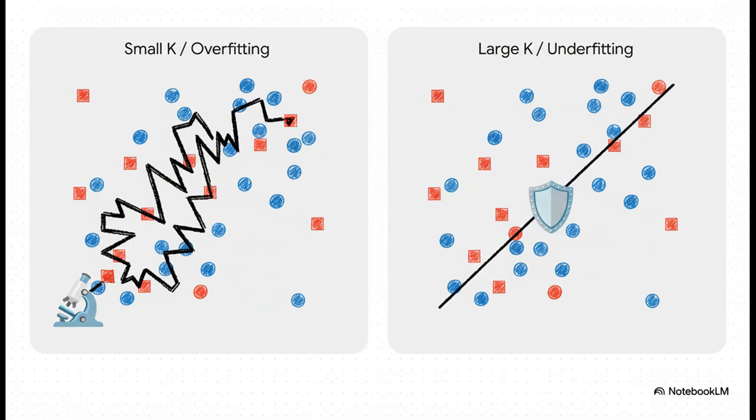If you pick a small k, like say 1 or 3, the model gets super flexible. The decision boundary becomes really complex and jagged because it's trying to listen to every little piece of data. This makes it really sensitive to random noise, and we call that overfitting.